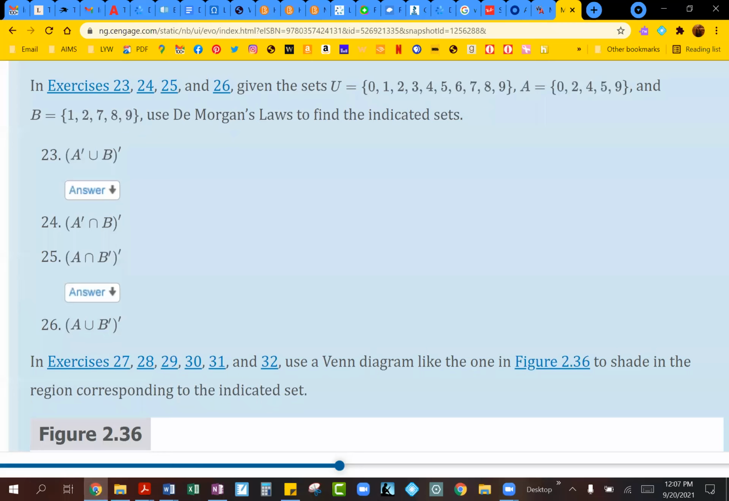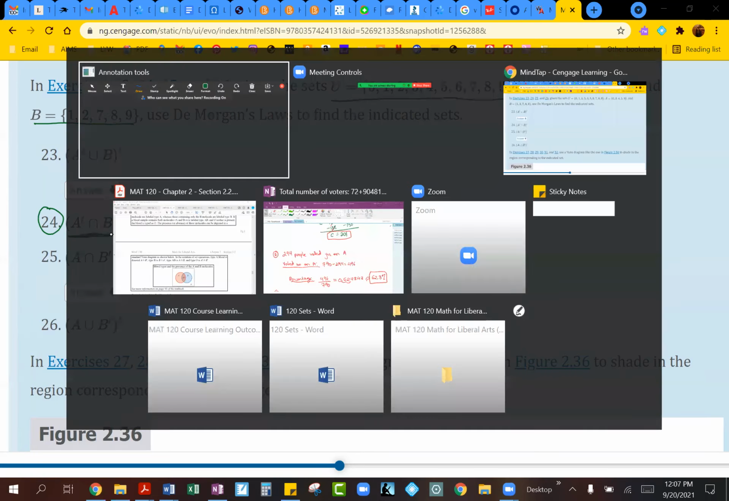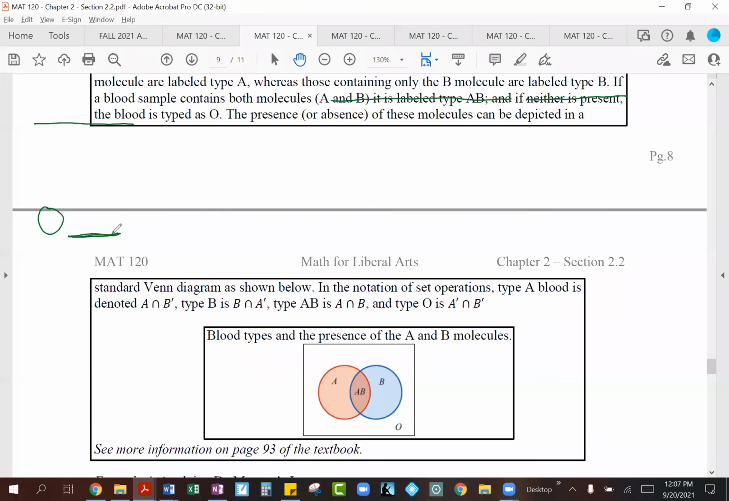So we are looking at number 24. And of course, this is a little bit of a modified example than the straightforward De Morgan's laws. Our universal set is defined as the set of digits 0 to 9. Set A is defined as 0, 2, 4, 5, 9, and set B is defined as 1, 2, 7, 8, 9. They're asking us to use De Morgan's laws to find this set, and this is the example we're working on. So if you look at the basic De Morgan's law that we just went over.